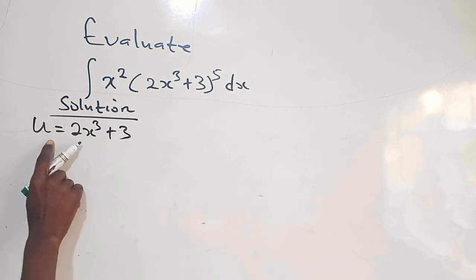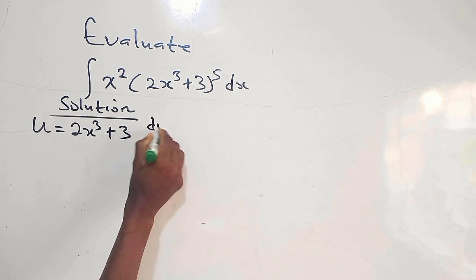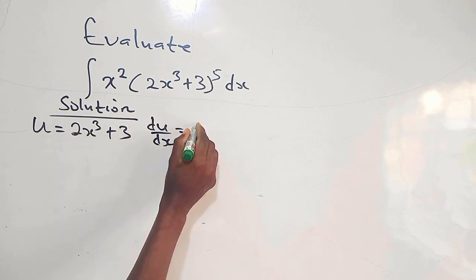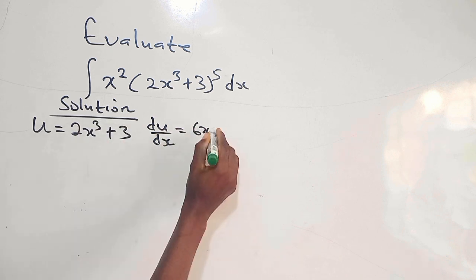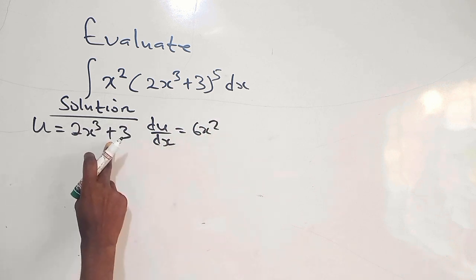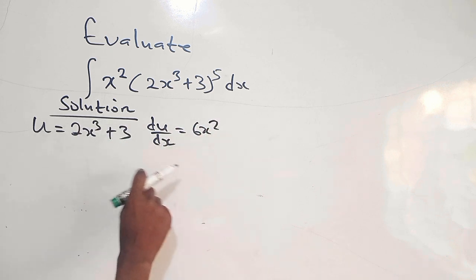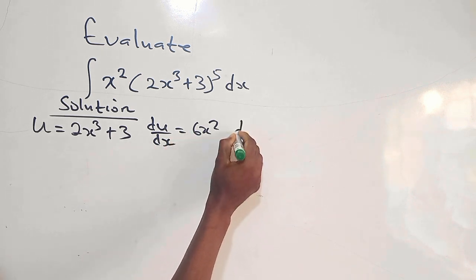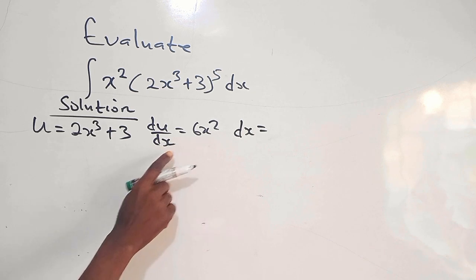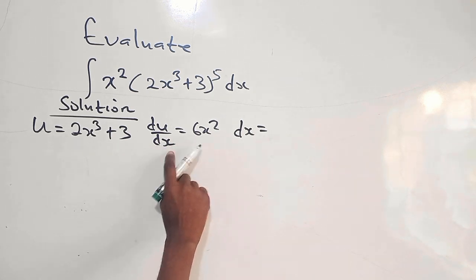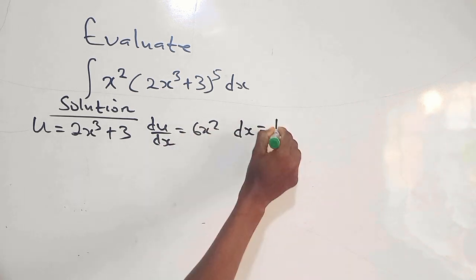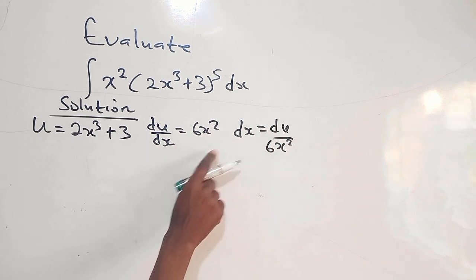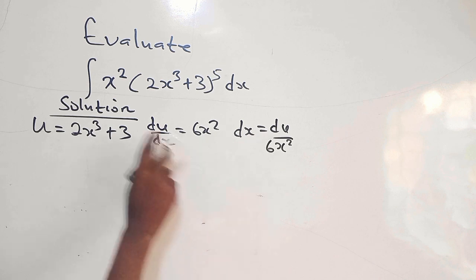Okay, and we differentiate this with respect to x. We have du/dx equals, when we differentiate this we multiply this, we have 6x. We subtract 1 from the power, we have 2. The 3 is a constant, it turns to 0. Now we have to make dx the subject of the formula. So what we do here is we change the position. So we have our du over 6x squared.